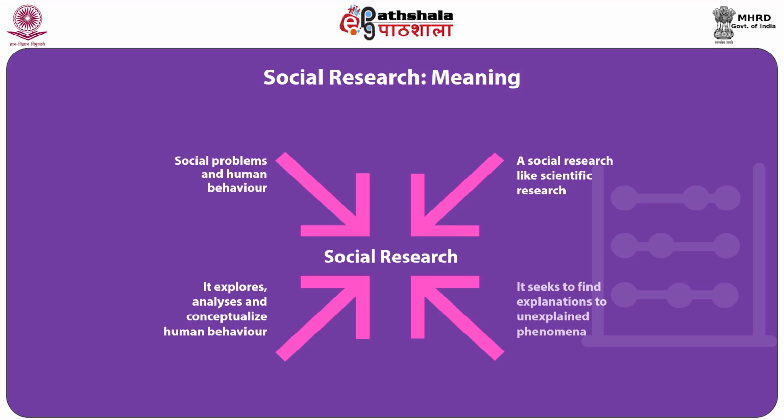Meaning-wise, social problems and human behavior are the subject of social research. Therefore, social research, like scientific research, is based on scientific investigation in the field of social as well as behavioral sciences. The broad objective of social science research is to explore, analyze and conceptualize human behavior and social life in order to extend, correct or verify the knowledge related to these issues in a scientific manner. It also seeks to find explanations to unexplained phenomena, to clarify the doubtful and correct the misconceived facts of social life.